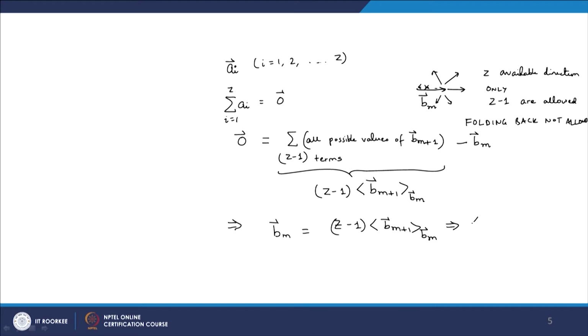What this means is that Bm plus 1 averaged, for a given value of Bm, is equal to Bm divided by Z minus 1. Okay. And now let us see how this affects our results.